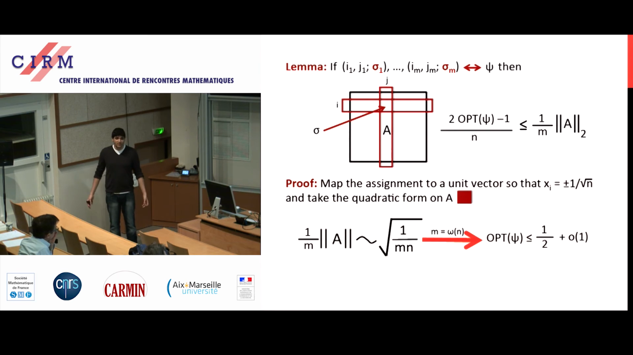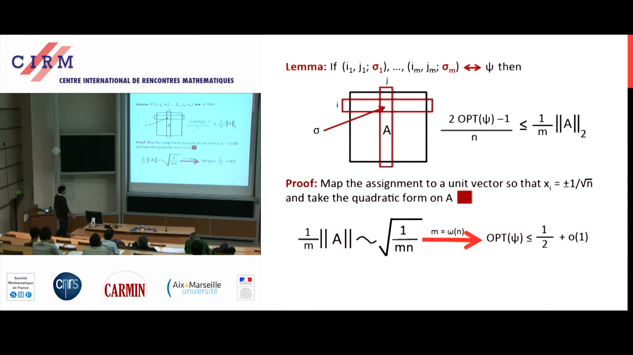Once m is n log n, you're in great shape because if the right-hand side is little o of 1 over n, the only way that could be true is if opt of phi is half plus little o of 1, and you've just certified that the formula is actually not satisfiable. So a spectral bound immediately implies strong refutation.